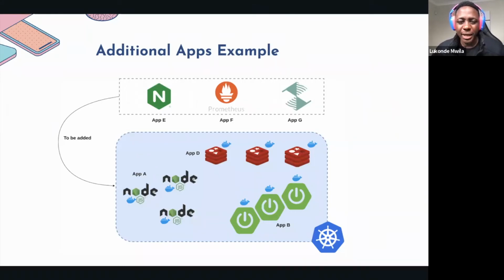Okay, so let's say that these 3 applications that exist on the cluster at this point in time have completely used up the underlying resources for our cluster. But then we want to add more applications to our cluster. So you'll see there we've got app E, F, and G. We've got Nginx, we've got Prometheus, and we've got Flagger that we want to deploy to our cluster. So this is the second scenario.